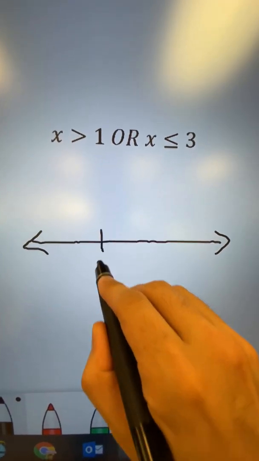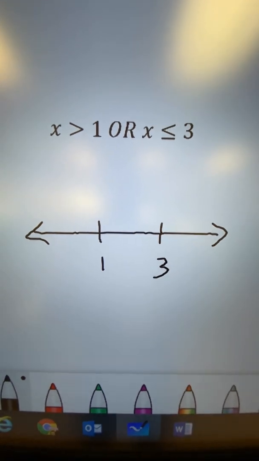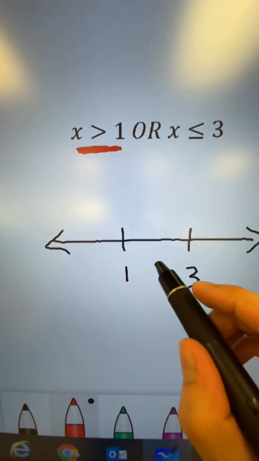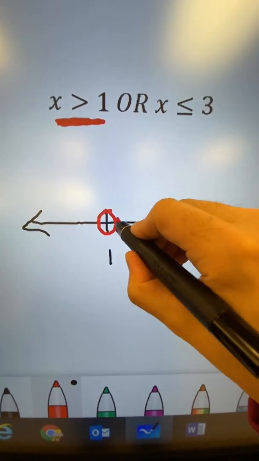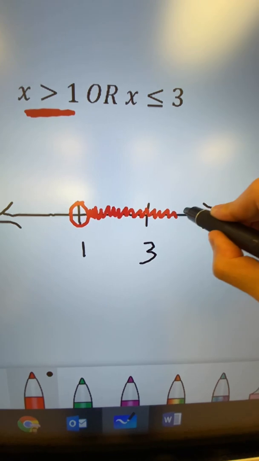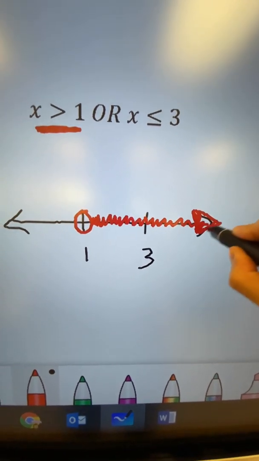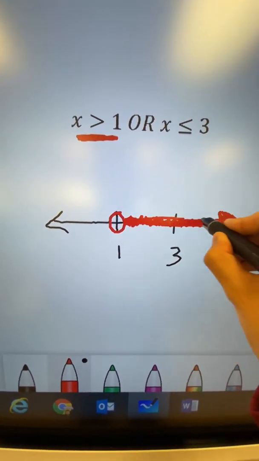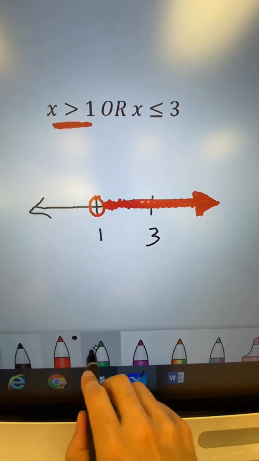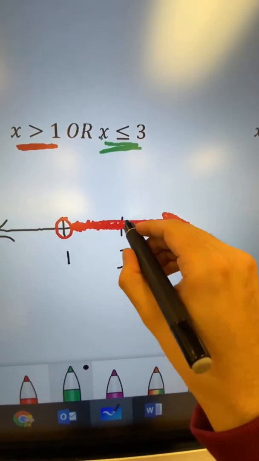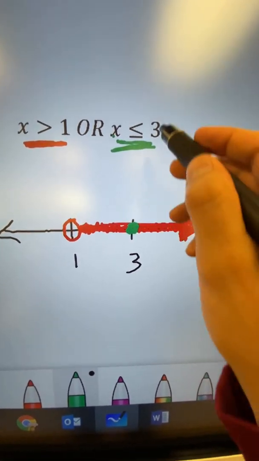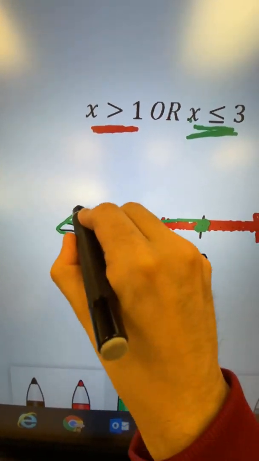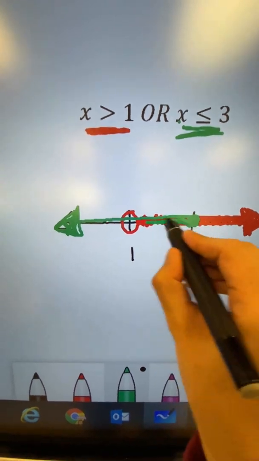So what I'm going to do first, I do a sketch of the graph. So we have 1 and 3 here. Now in this case, all numbers greater than 1. I'm going to put this one in red. Greater than 1 would be an open dot. And I'm going to shade to the right. So these are all the numbers greater than 1, just greater than 1. So that's the first one here. And next, I'll do this one in green. Numbers less than or equal to 3 would be a solid dot on the 3. And it's going to be shaded to the left because numbers less will go in this direction.